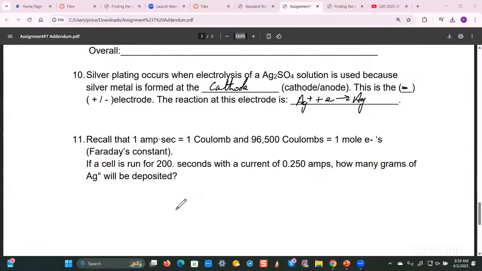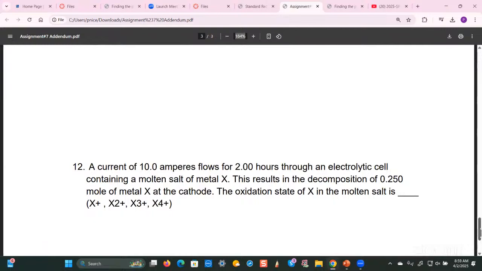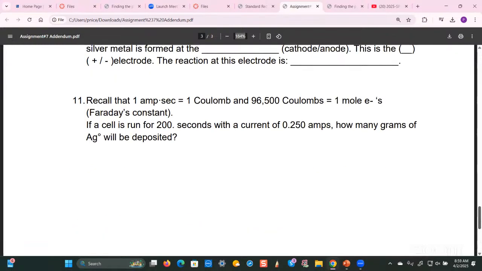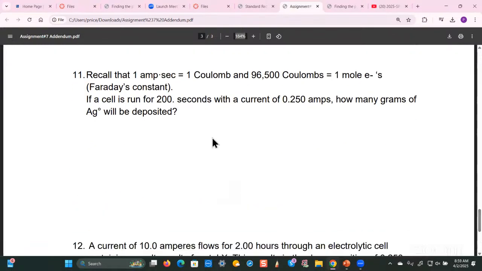Okay, any question about that? All right, let me clear this and scroll down. I think this would be the last. Oh, no, 2 more questions. Okay. So this is where we're going to get into some quantitative stuff. It says if a cell is run for 200 seconds with a current of 0.250 amps, how many grams of silver will be deposited? So we're going off the same equation from the first part. Let me just rewrite that here.